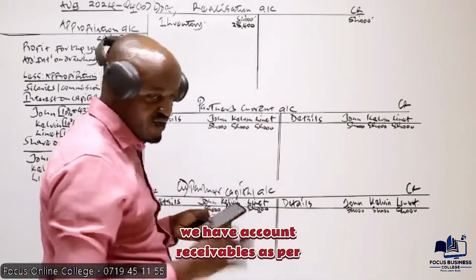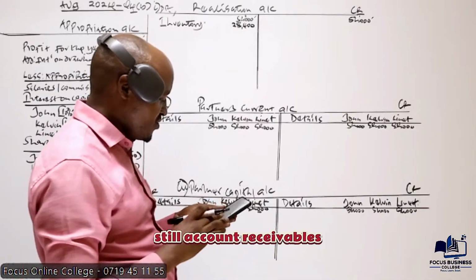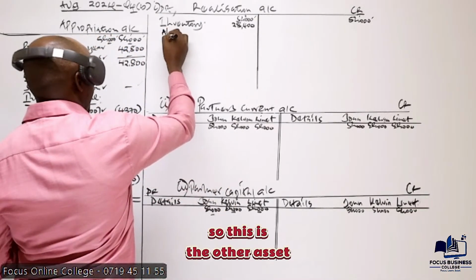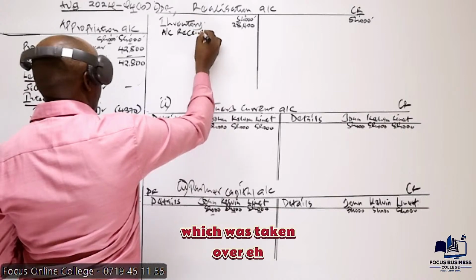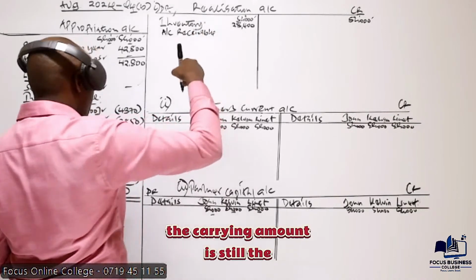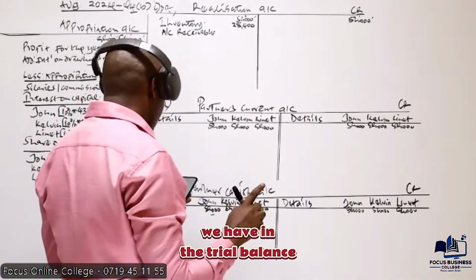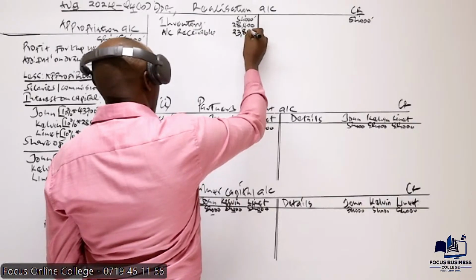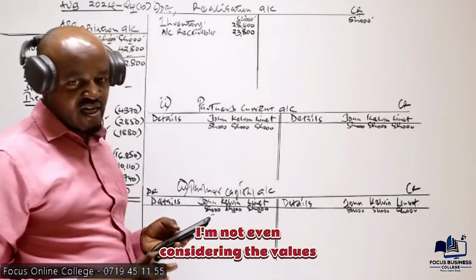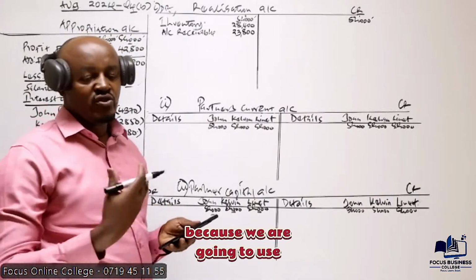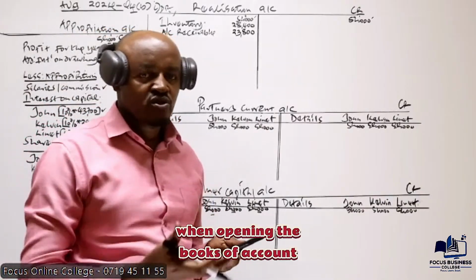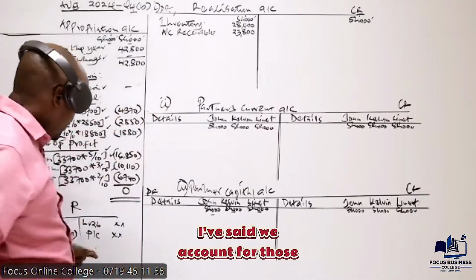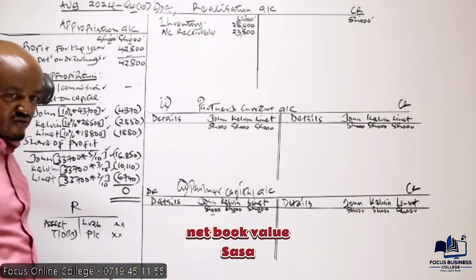28,400. Below that, we have account receivables. As per note number 4, account receivables were taken over by the new company. So this is another asset which was taken over by the new company. What is the carrying amount? The carrying amount is the amount we have in the trial balance, which is 23,800. And I hope you can see I'm not even considering the values we have in note number 4, because we are going to use those values when opening the books of account of the new company. But when closing off the books of account of the partnership, I've said we account for those particular assets at their carrying amount or the net book value.